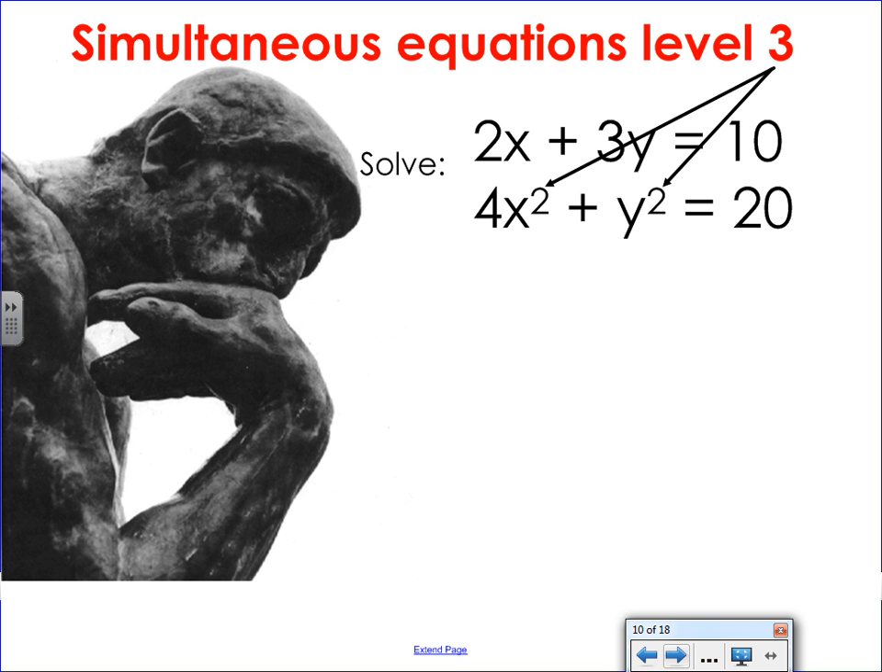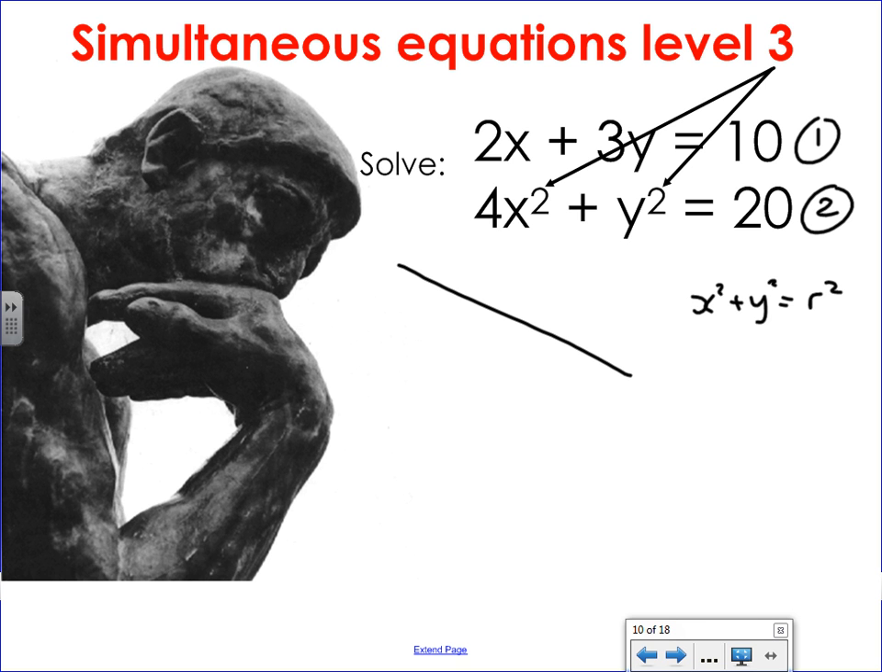Okay, made it a little bit harder again by sticking a squared on the x as well as the y. So we've still got a straight line, that's equation 1. Do you know what shape equation 2 is? Well, if you have an x squared and a y squared, then it's circular. Yep, x squared plus y squared equals r squared. That's the equation of a circle.